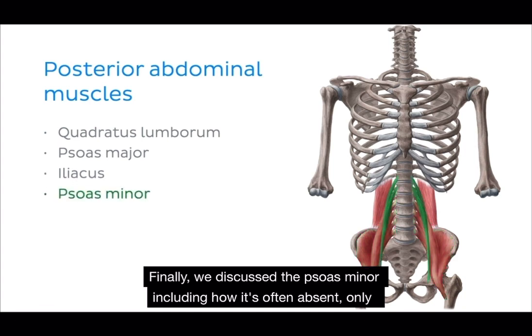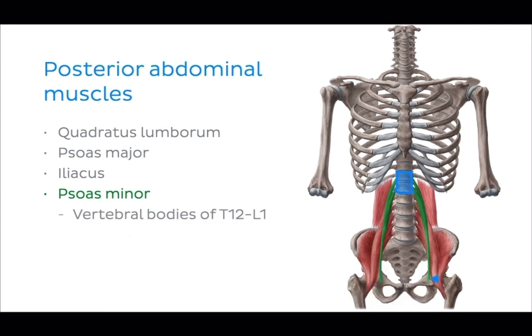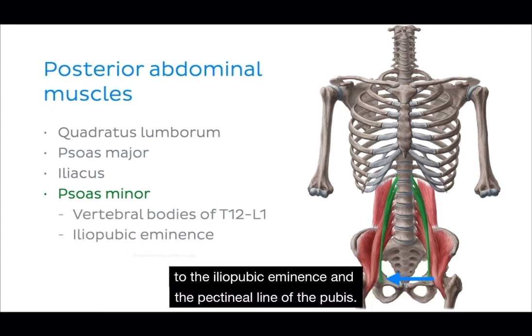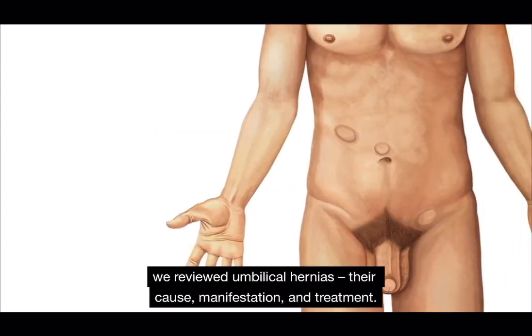Finally, we discussed the psoas minor, including how it's often absent, only being present in 40% of individuals. This muscle runs from the vertebral bodies of T12 to L1 to the iliopubic eminence and the pectineal line of the pubis. We concluded this tutorial by getting clinical. Namely, we reviewed umbilical hernias, their cause, manifestation, and treatment.